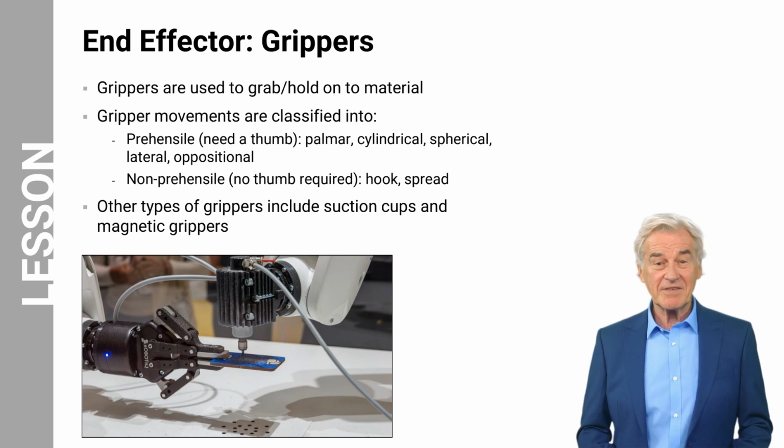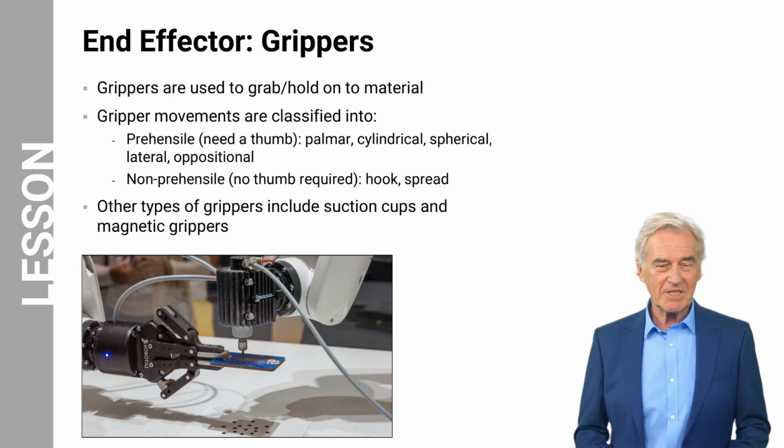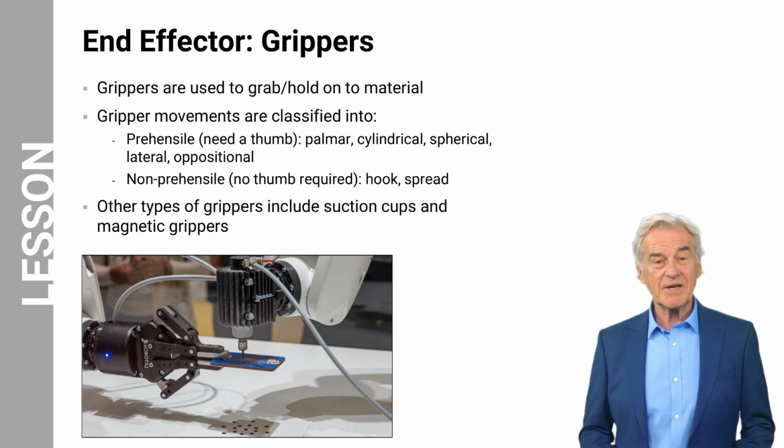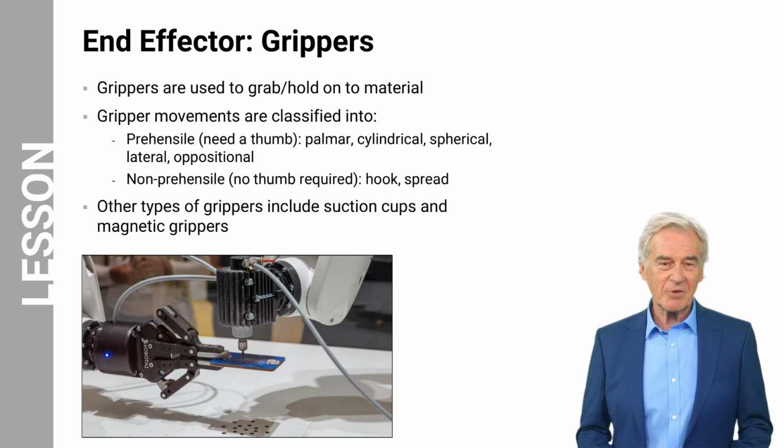The first type of end effector attachment is the gripper. As the name suggests, grippers are used to grab, hold, and manipulate materials. Gripper movements can be classified as either prehensile or non-prehensile. Prehensile movements, like human grasping, require a thumb-like action for tasks that involve grasping objects and manipulating them with precision. Examples of prehensile motions include palmar, cylindrical, spherical, lateral, and oppositional grasps.